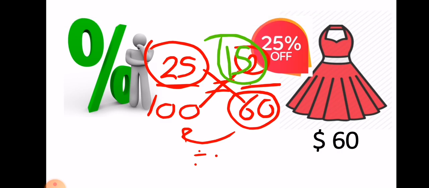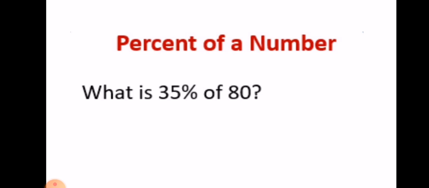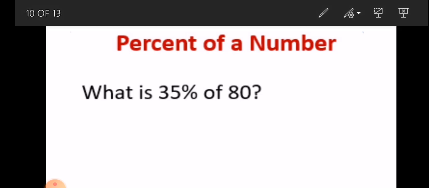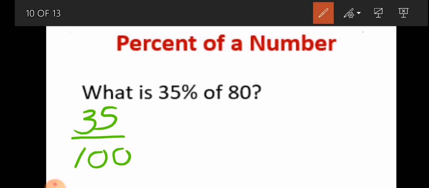Let's see another examples. How to get, again, let me explain the same idea. Percent of a number. How to get it? What is the 35% of 80? So 35 percentage means 35 over 100 equals to what? Over 80. My total is 80. I want to find the 35% of the 80.